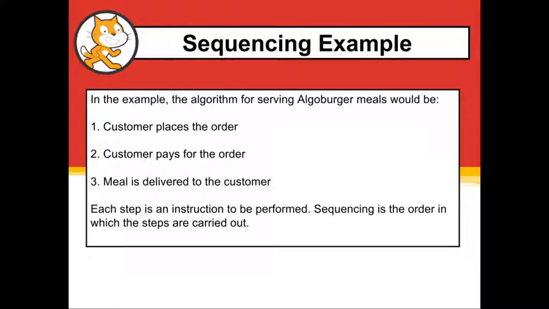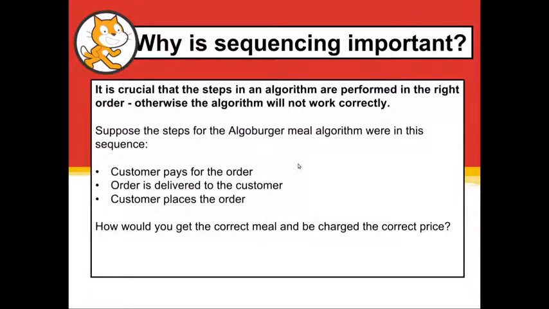sequence we have here. As we've said, the customer places the order, customer pays the order, meal is delivered to the customer. Each step is an instruction to be performed, and the sequencing is the order in which the steps are carried out. Is this important? Well, let's look at this. Let's say the customer pays for the order, it is delivered to the customer, and then the customer places the order. Now, will that work? Or will that be a bit silly? How can Algo Burger deliver the order to the customer if they don't know what the order is yet?